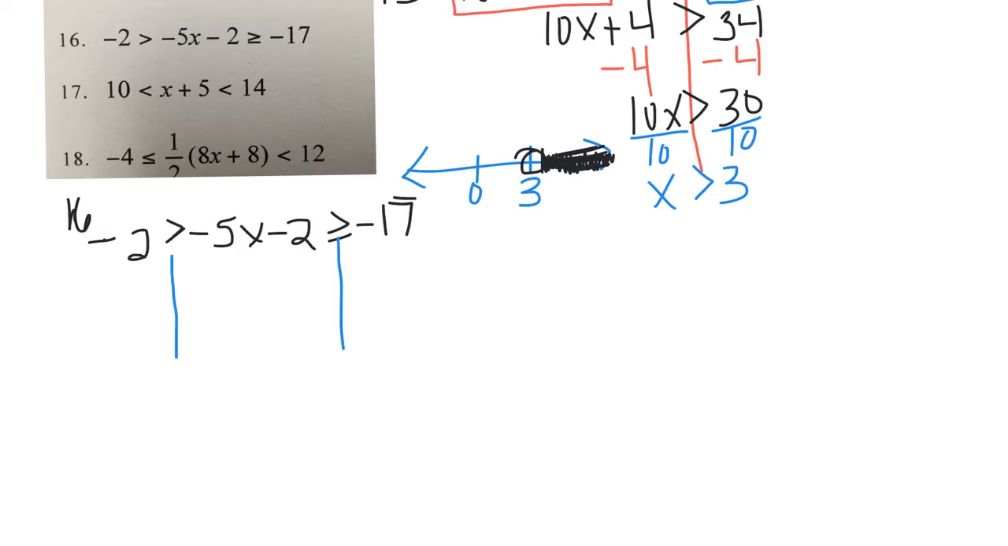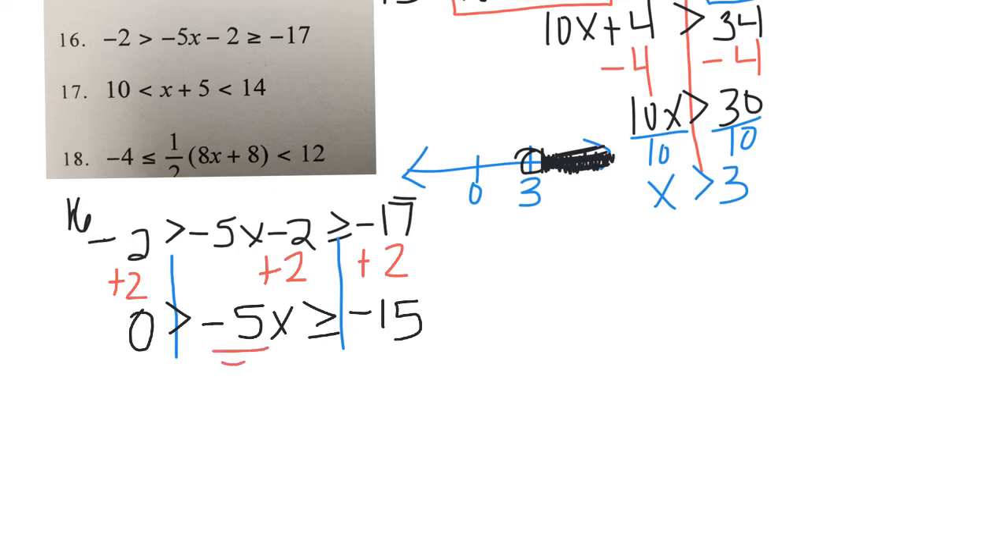So I'm going to add 2, and add 2. And then I get 0, negative 2 plus 2 is 0, is greater than negative 5x, is greater than or equal to negative 15. And then I'm going to divide by a negative 5. And since I'm dividing by a negative, my sign's going to change. I get 0 less than x, less than or equal to 3.